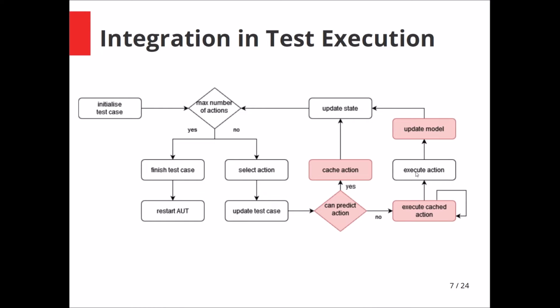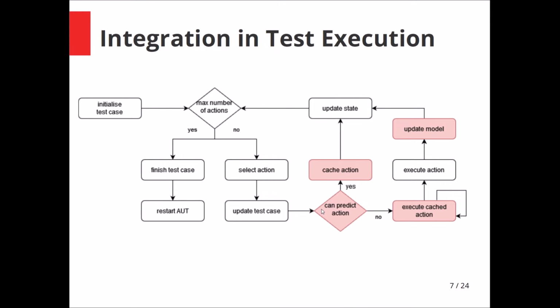Here we can see again the test execution process, where in red are highlighted the necessary changes for the surrogate model. Every time we select an action and update the test case, we need to query the surrogate model whether we can predict the action. If we can, we cache the action, update the current state, and proceed with the next action.